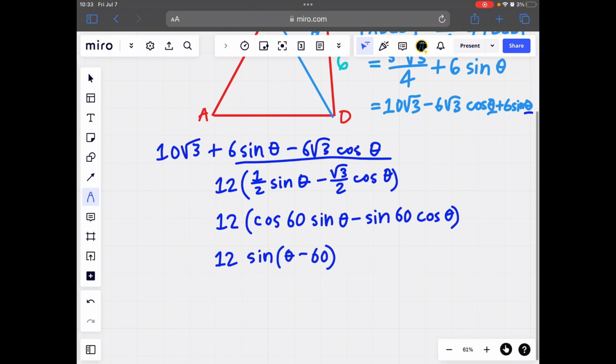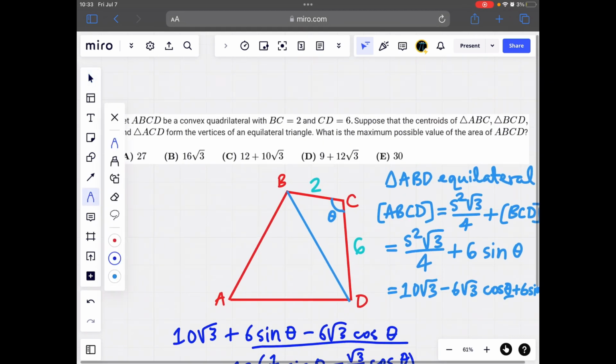So that's all we want. The maximum value of sine is 1. Don't forget to add 10 root 3 at the beginning. The maximum value of sine is 1, and that occurs when theta minus 60 is equal to 90 degrees. So theta is equal to 150 degrees. At that point, we have 12 sine of theta minus 60, and this part is equal to 12 since the maximum value of sine is 1. And the maximum value that our quadrilateral area can take is 10 root 3 plus 12. Looking at the answer choices, the answer is 12 plus 10 root 3. That is answer choice C, and we are done.